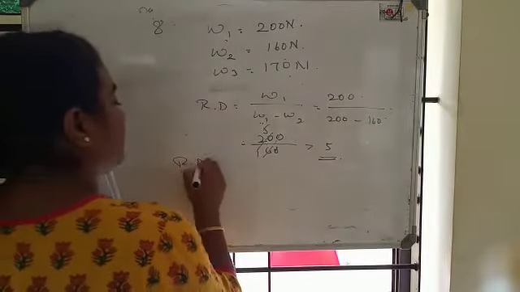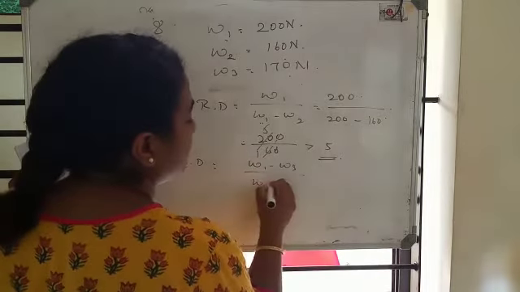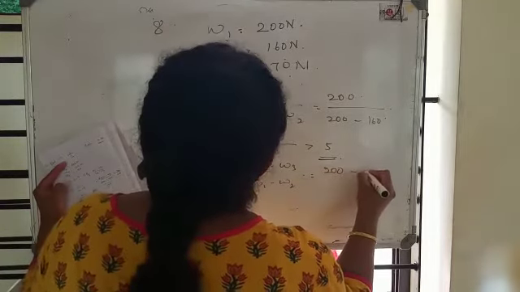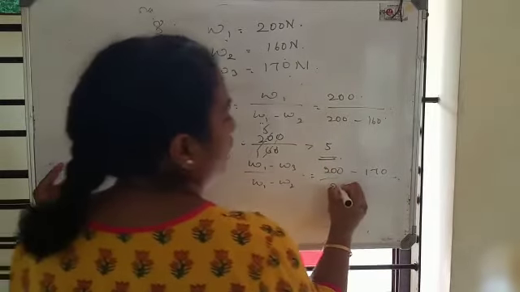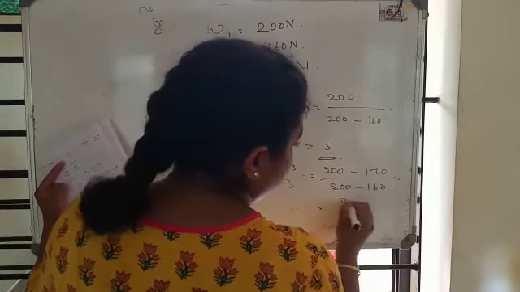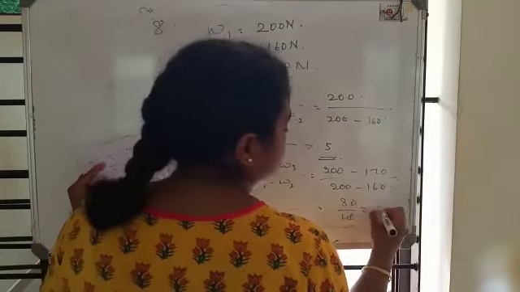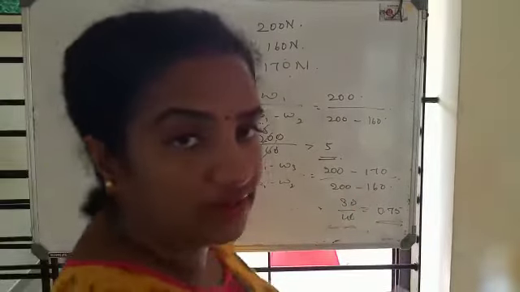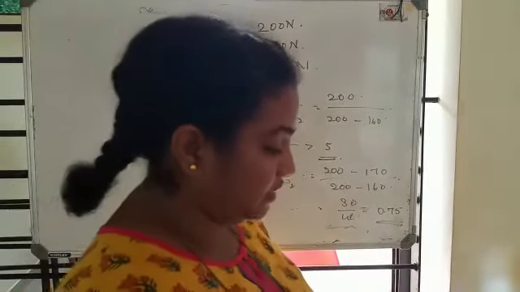Now let us calculate the relative density of the liquid, that is W1 minus W3 divided by W1 minus W2. W1 is 200 minus W3 which is 170, divided by 200 minus 160. This is 30 divided by 40, which is 3 by 4, equal to 0.75. So 0.75 is the relative density of the liquid. This is the answer for the 8th question.